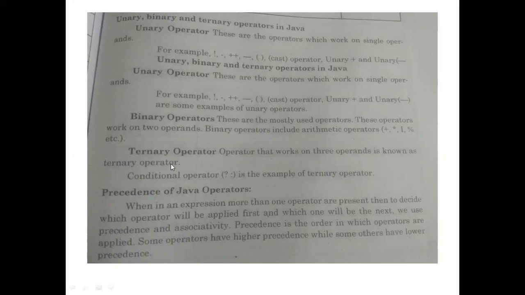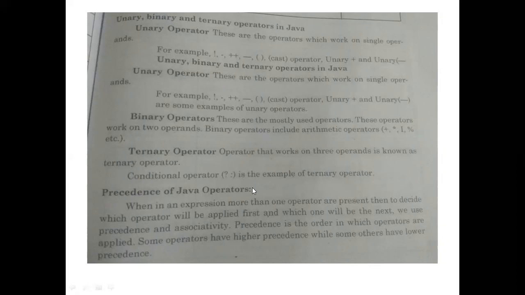Next is your ternary operator. An operator that works on three operands is known as a ternary operator. So the conditional operator is an example of a ternary operator. Next is precedence of Java operators. Suppose in an expression more than one operator is there, then how can we evaluate which operator will be evaluated first? That is known as precedence of Java operators.